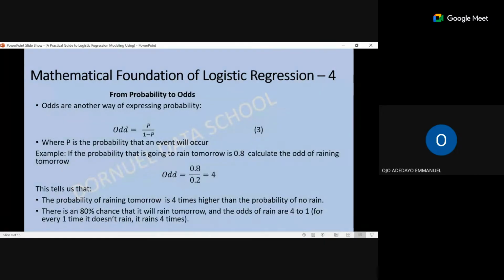Now, we want to move from probability to odds. But before that, I think I've spent like 45 minutes.